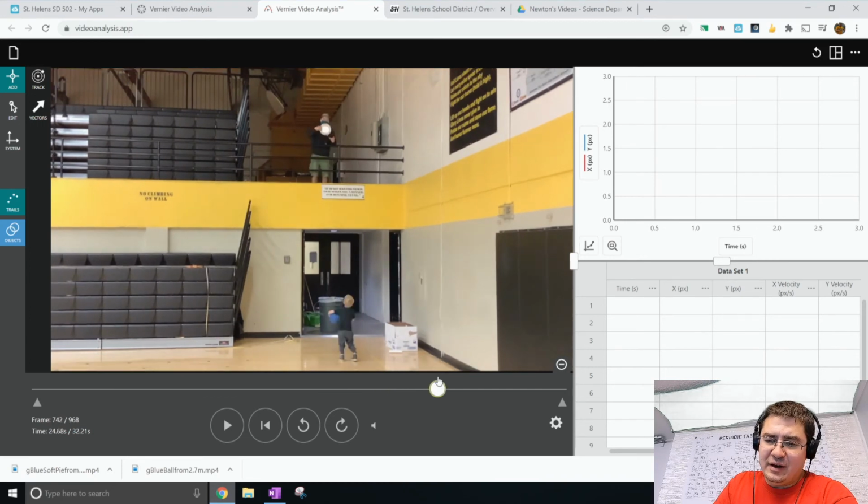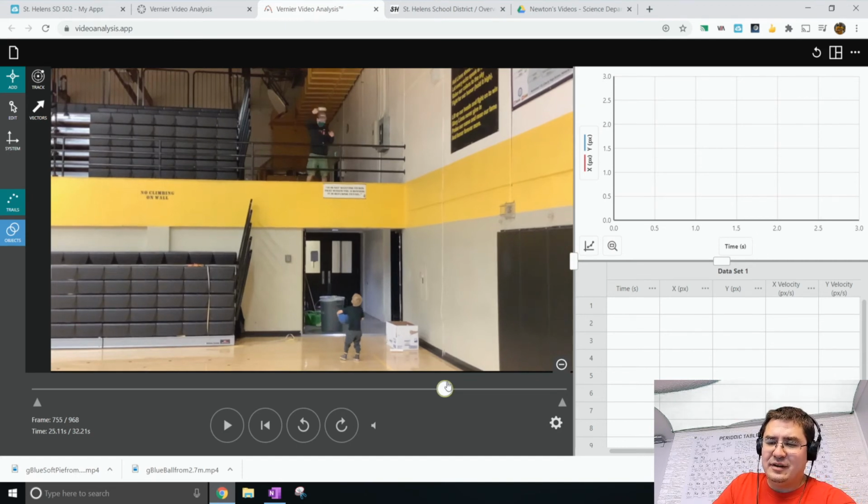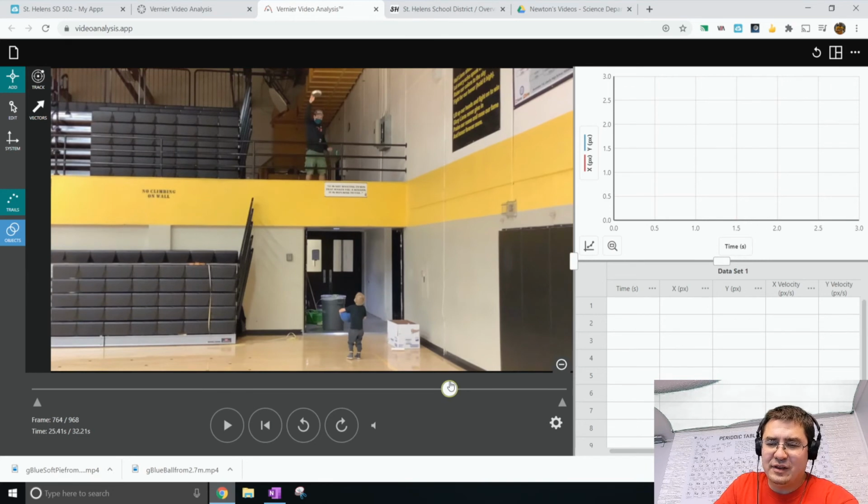And then the one that I want you guys to analyze, and that the questions on the lab that you need to answer are about, is this pie pan. And the pie pan is not going to fall or accelerate the same as the blue ball. And there's some reasons we need you guys hopefully to think through.